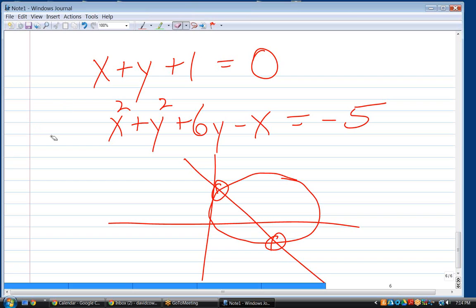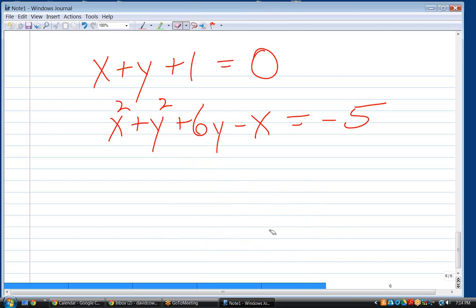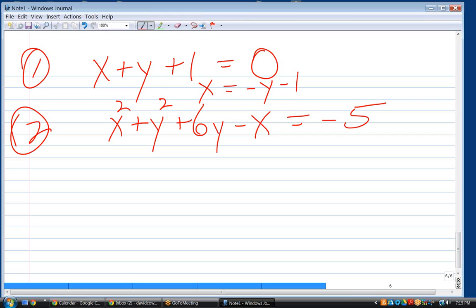Okay, so we can solve it the same way we've been solving all of them, but it is worth looking at it graphically sometime. So what should I do first? Set the first equation equal to x. Okay, or y, either one. Now what? And plug it in. Okay, now plug it in.